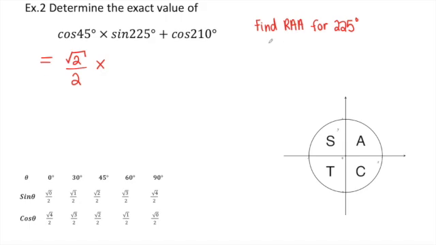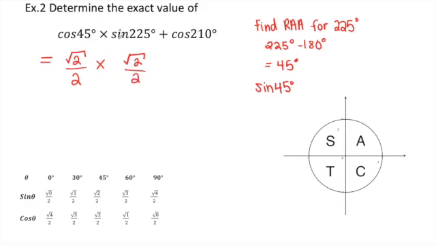To do that, you're just going to take 225 degrees and minus that 180 degrees, and you're going to get 45 degrees there. When you do that, you can now find the sine of 45 degrees. So find it over here. It's root 2 over 2 as well. Just be careful.